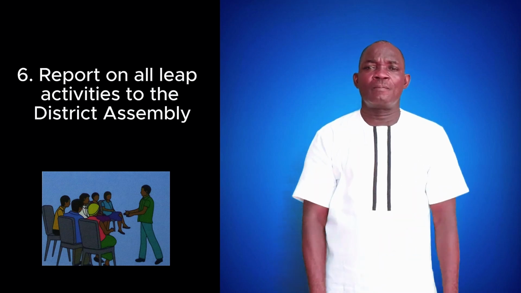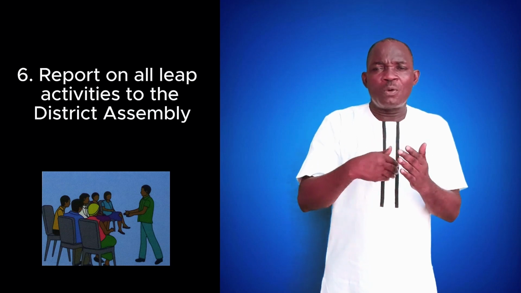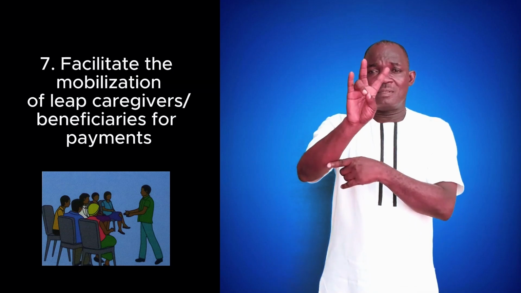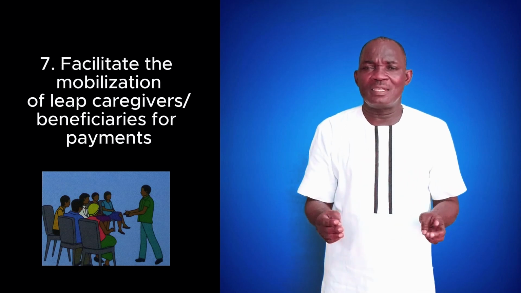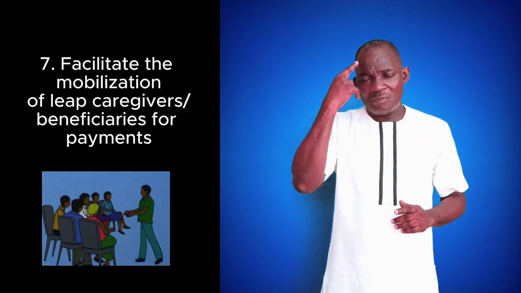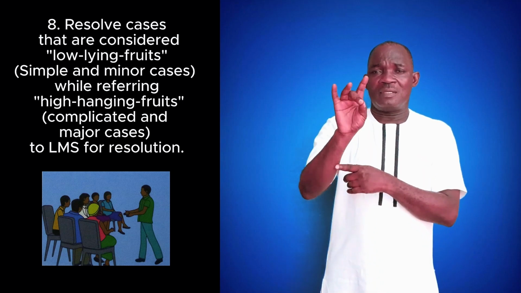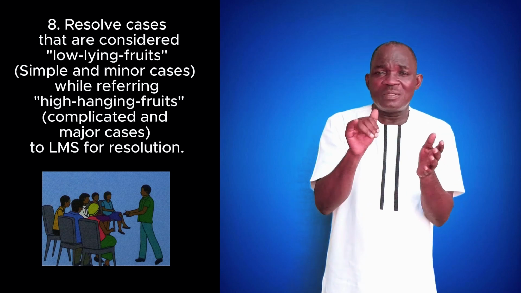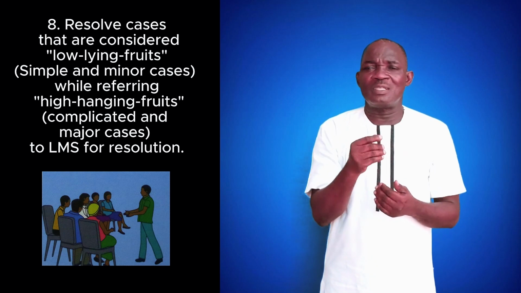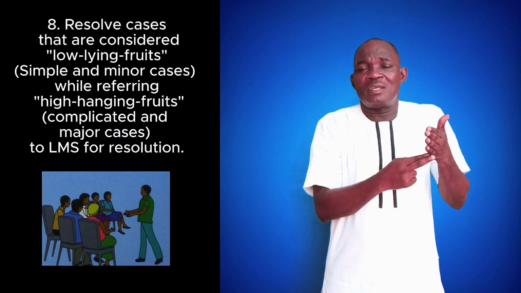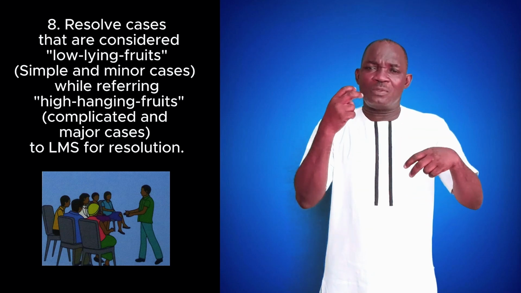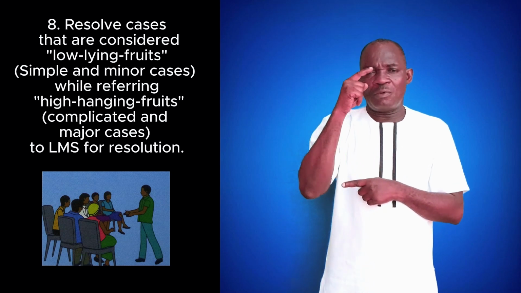6. Report on all LEAP activities to the District Assembly. 7. Facilitate the mobilization of LEAP caregivers or beneficiaries for payment. 8. Resolve cases that are considered low-lying fruits, that is, simple and minor cases, while referring high-hanging fruits, that is, complicated and major cases, to LMS for resolution.